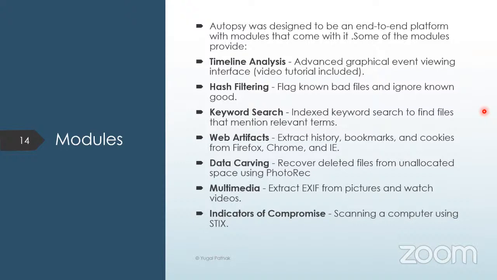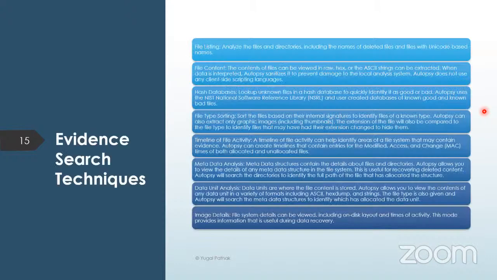The metadata of a file speaks a lot more than the actual file, because metadata cannot be altered intentionally. The file may be altered, but the metadata will always tell us there was some modification or some kind of access given to the file and it was changed. The last comes indicators of compromise. We have an extension called STIX through which we can also find the indicators of compromise of the system in Autopsy. Now, what are the different evidence search techniques in digital forensics?